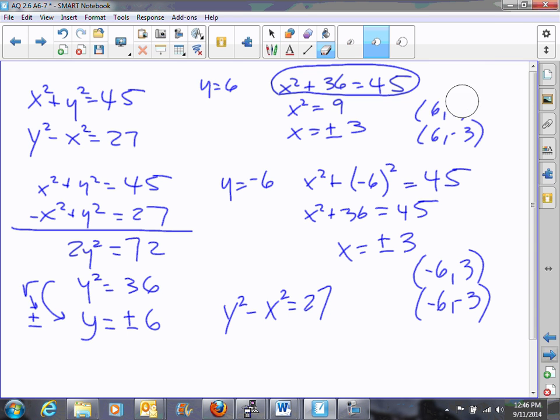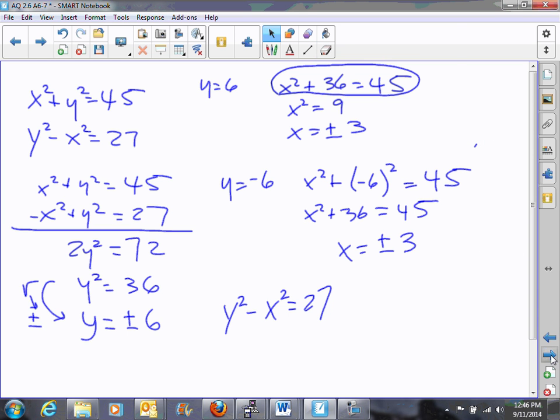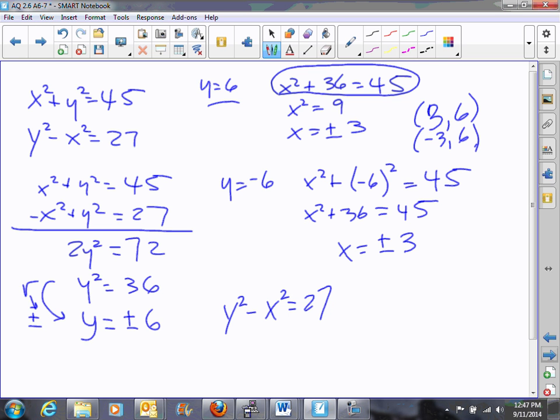None of these points are what we got. Let's go back and do this right here. Notice y was 6, x was plus or minus 3. So we get 3 comma 6 and negative 3 comma 6. And here we have 3 comma negative 6 and negative 3 comma negative 6. Okay, that makes more sense.